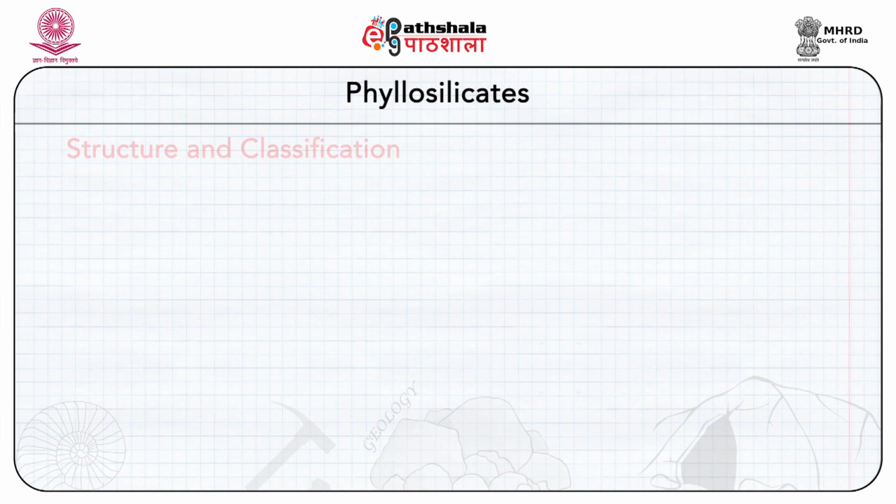Now, we will discuss the structure and classification of the phyllosilicates. The phyllosilicates are classified by the way in which the layers are built up of tetrahedral and octahedral sheets and by the way they are stacked relative to each other. 3 main groups of layer silicates are known to occur.